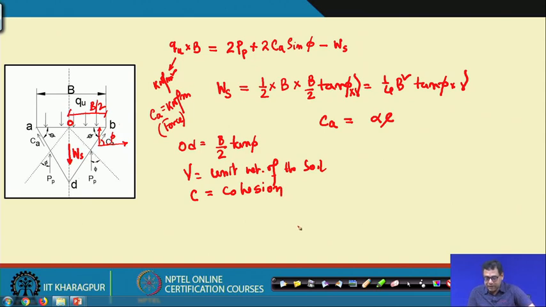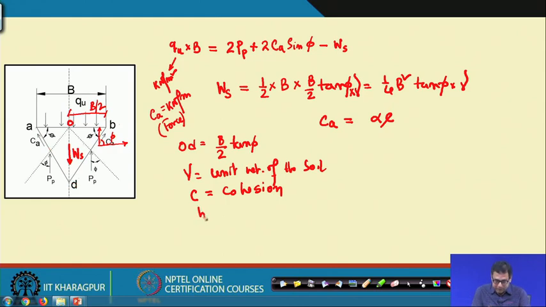So, small c is the coefficient and it is acting on this side of this OH. So, CA is the force and alpha c is the coefficient of adhesion which is acting on this side of the wall. And the force means, if I want to get the force, we have to multiply it with the BD or AD. So, what is the BD?